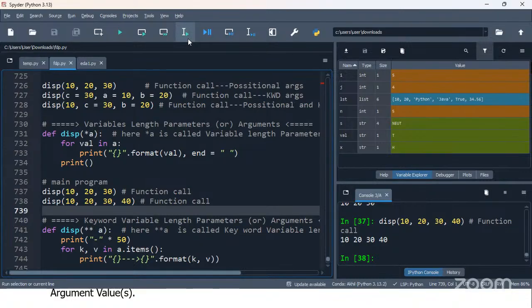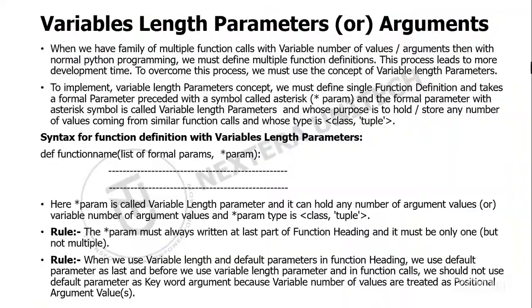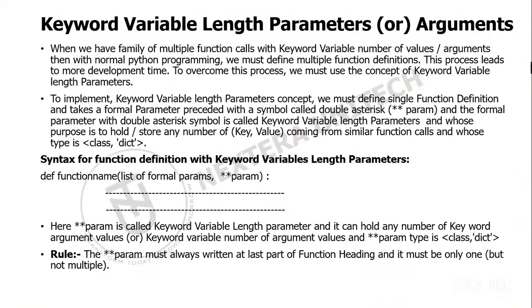I hope it is clear. What is the purpose of variable length arguments or parameters? It helps us to store or hold multiple values. And we identify variable length arguments, parameters using that symbol star. And how many variable length arguments can you have within the function definition? Only one. Very important, guys.